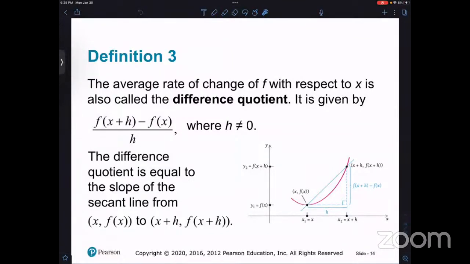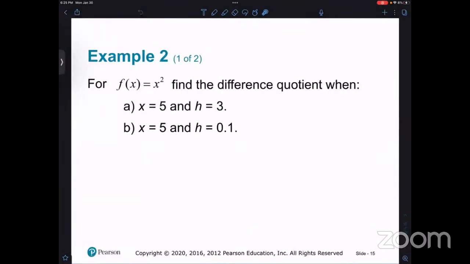So again, for this function, find the difference quotient when x is 5 and the change is 3. I'm just going to do one in the interest of time, right? So the difference quotient, this comes out of college algebra, but basically for this one it's going to be f of x plus h minus f of x, over h, right?